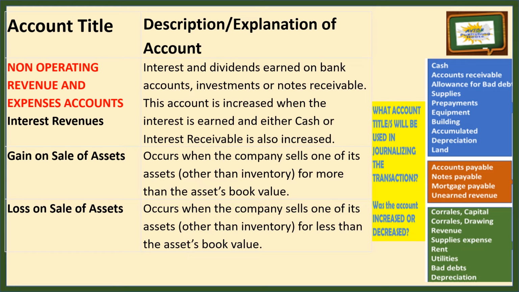Gain on sale of assets occurs when the company sells one of its assets other than inventory for more than the asset's book value. So, loss on sale of asset is the opposite of gain on sale of asset. When the company sells one of its assets other than inventory, meaning to say not an inventory, for less than the asset's book value.